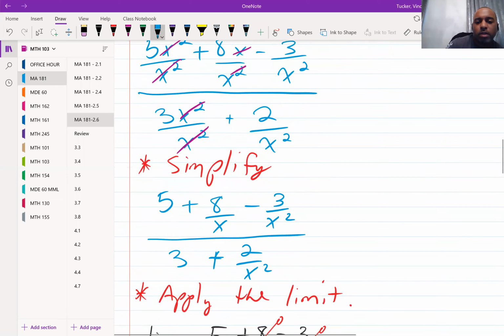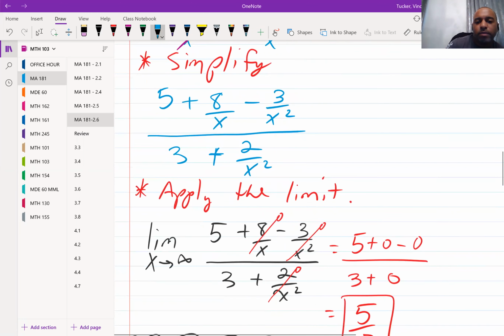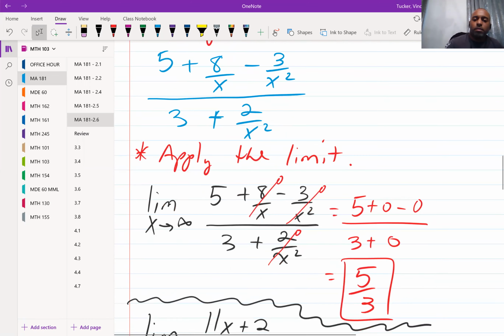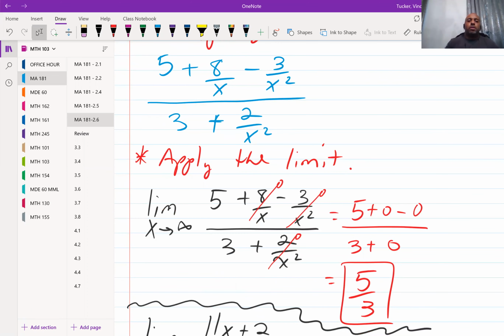All right. So now we can evaluate the limit as x goes to infinity. So we have 5 plus 8 over x minus 3 over x squared, over 3 plus 2 over x squared. If we apply the limit as x goes to infinity, 8 over x goes to 0, 3 over x squared goes to 0, and 2 over x squared goes to 0, leaving us with just 5 in the numerator and 3 in the denominator. So we have 5/3 as our limit.